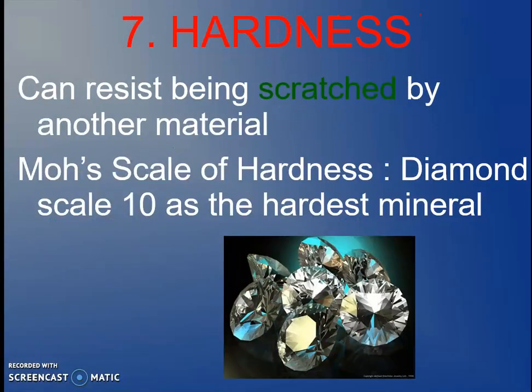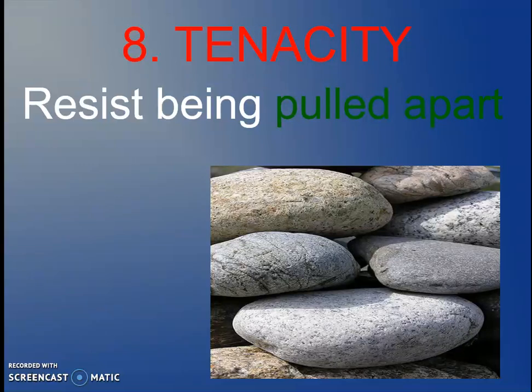Hardness is the ability to resist being scratched by another material. Hardness is measured on the Mohs scale, and diamond is rated 10 as the hardest material. Diamond, which is a form of carbon, is the hardest mineral. Tenacity is the resistance to being pulled apart. Stone you can't pull apart. It has really more tenacity as compared to rubber.